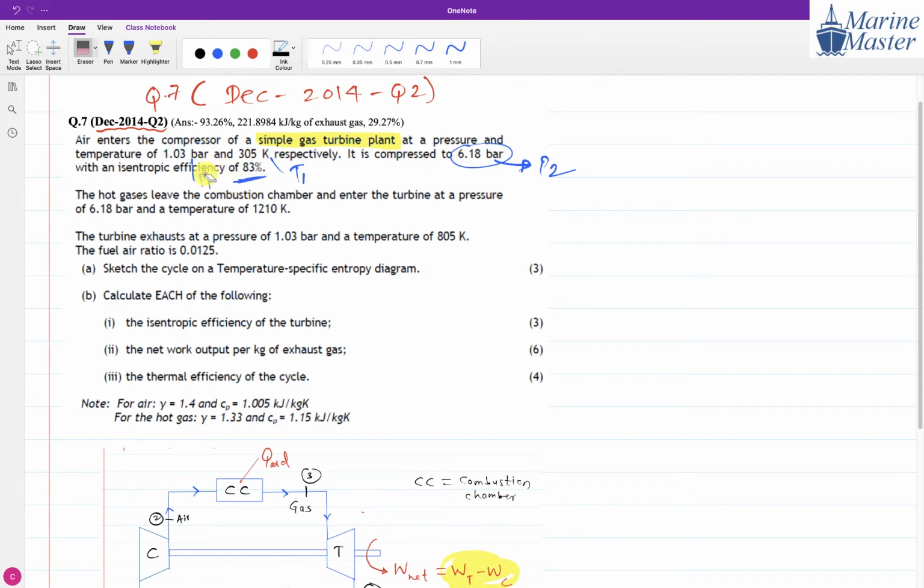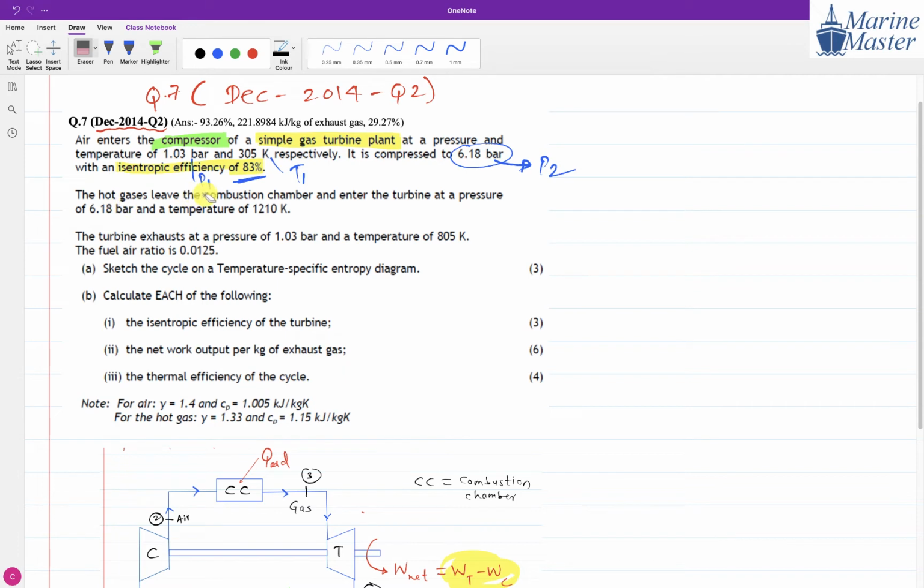How do we come to know that this is the isentropic efficiency of the compressor? Because this entire first paragraph is related to the compressor. So by default, the 83% isentropic efficiency they have given us is of the compressor. Now see the scenario here: we have P1, T1, P2 and the isentropic efficiency of the compressor, that is eta C.